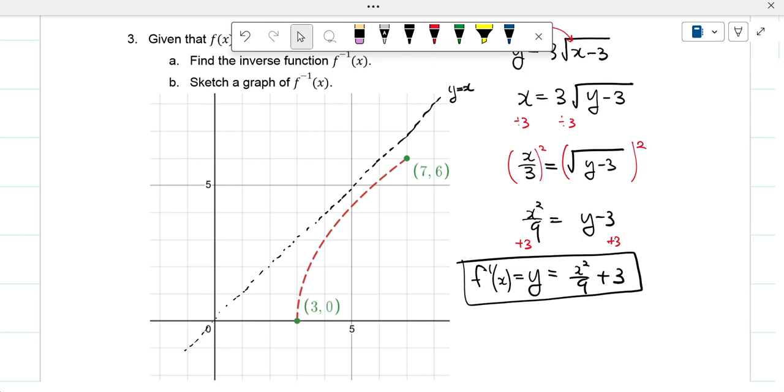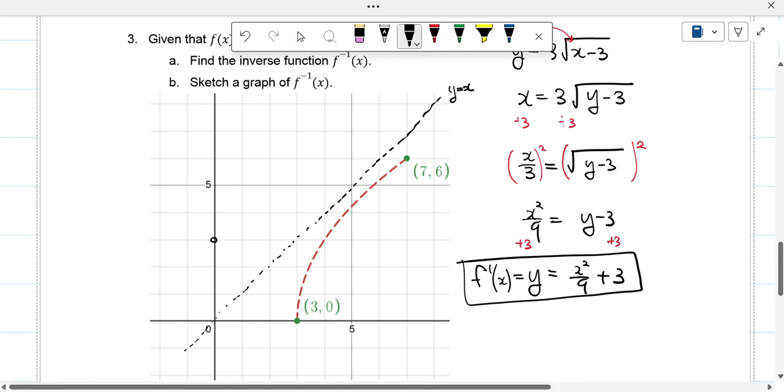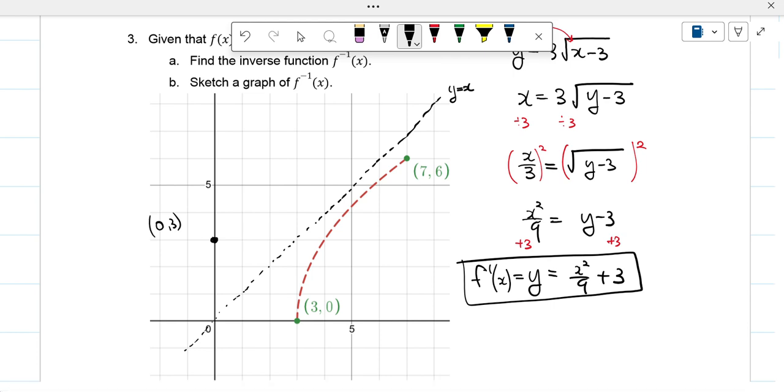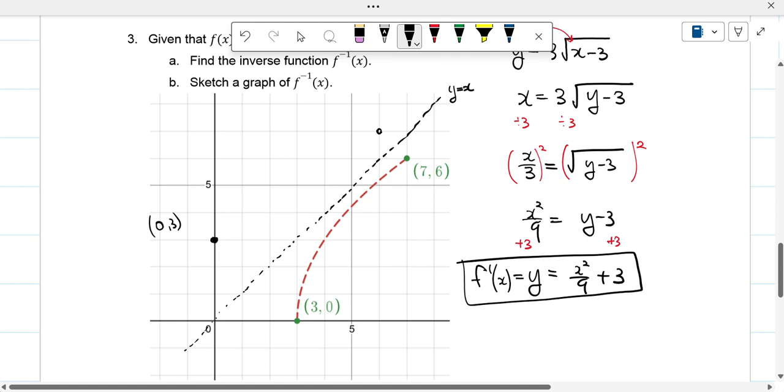Or you can also think of it, remember that when we found the equation, we swapped x and y? We can also do that here. We swap x and y for each coordinate. 3, 0, we swap it, it becomes 0, 3. Notice that I swap x and y. And I also swap 7, 6. So it becomes, well, guess what? 6, 7.